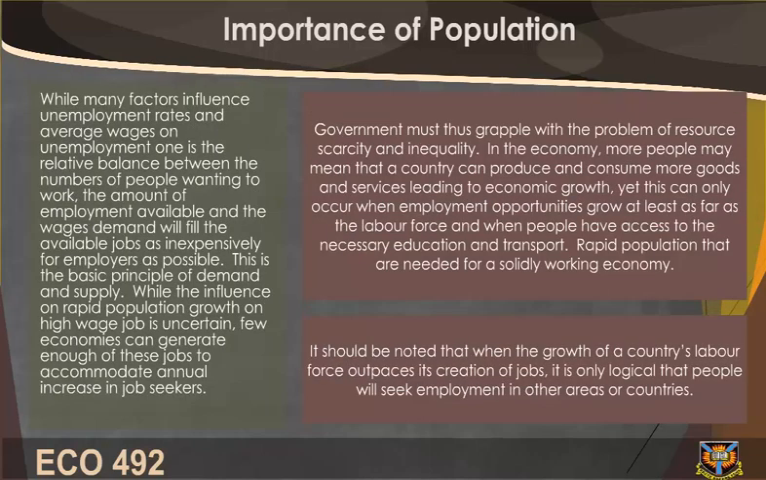While many factors influence unemployment rates and average wages, one is the relative balance between the number of people wanting to work, the amount of employment available, and the wages demanded. Employers will fill the available jobs as inexpensively as possible. This is the basic principle of demand and supply. While the influence of rapid population growth on high-wage jobs is uncertain, few economies can generate enough of these jobs to accommodate the annual increase in job seekers. Government must thus grapple with the problem of resource scarcity and inequality.